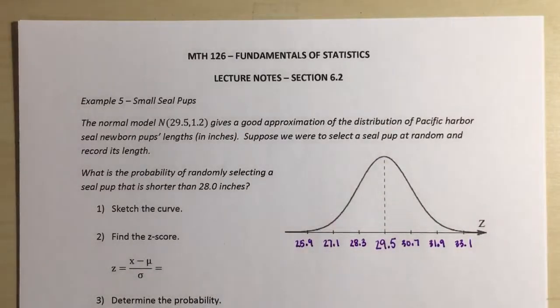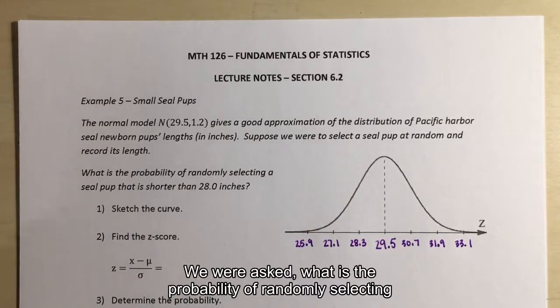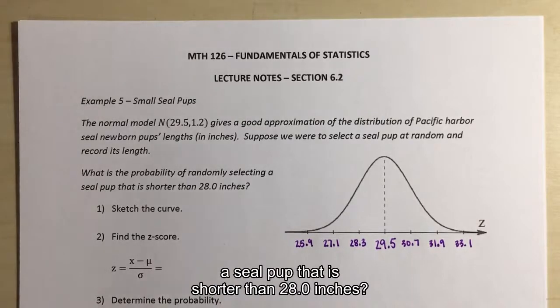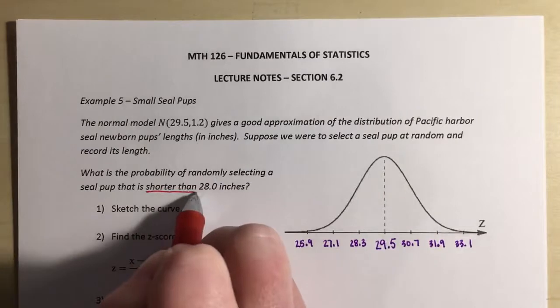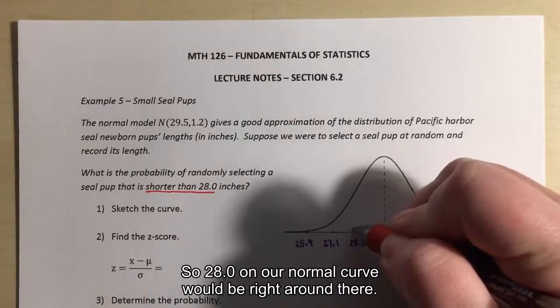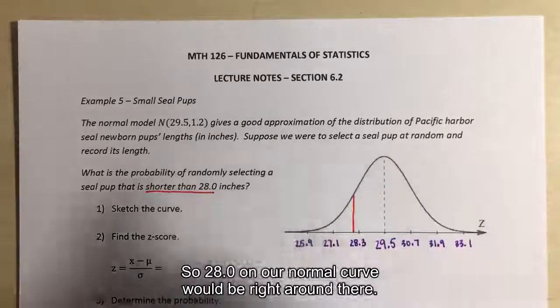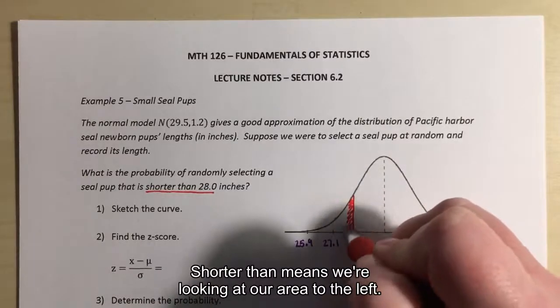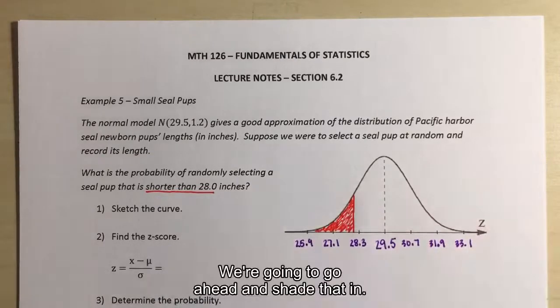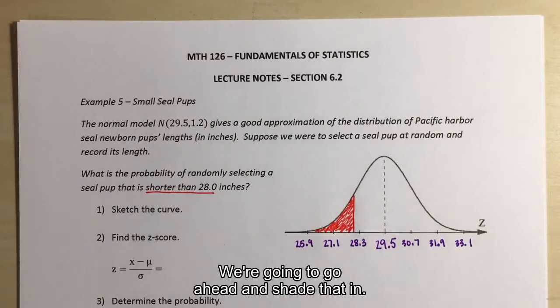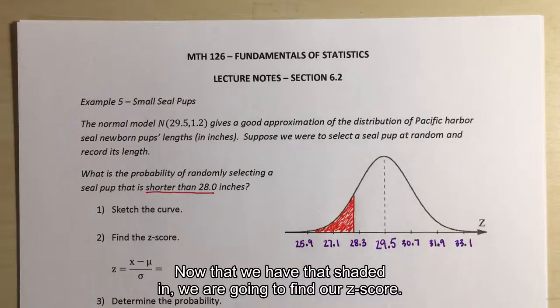All right. So we were asked, what is the probability of randomly selecting a seal pup that is shorter than 28.0 inches? So 28.0 on our normal curve would be right around there. Shorter than means we're looking at our area to the left. So we're going to go ahead and shade that in. Now that we have that shaded in, we are going to find our z-score.